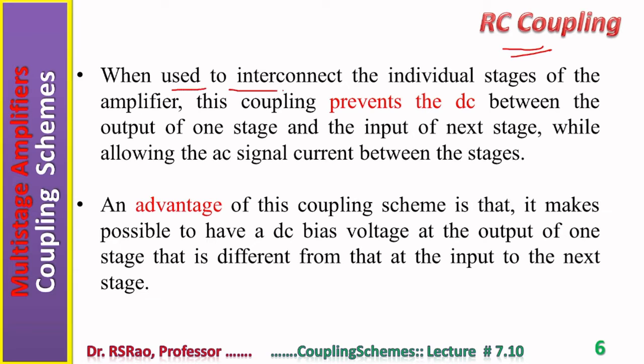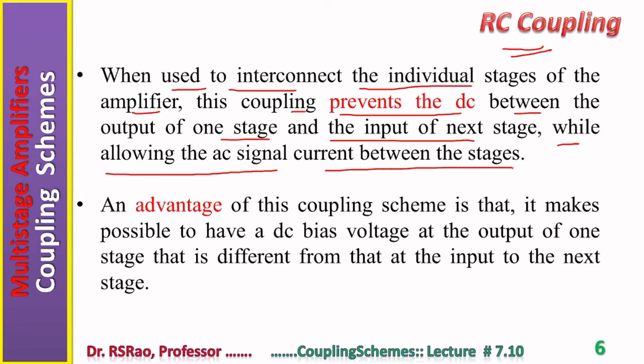When used to interconnect the individual stages of an amplifier, this coupling prevents the DC between the output of one stage and the input of the next stage, while allowing the AC signal current between the stages. So between one stage and another stage, signal is allowed to travel freely without any hindrance.